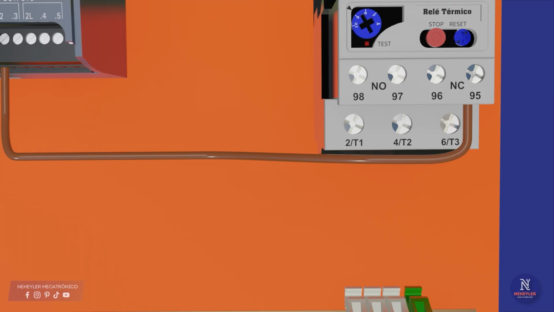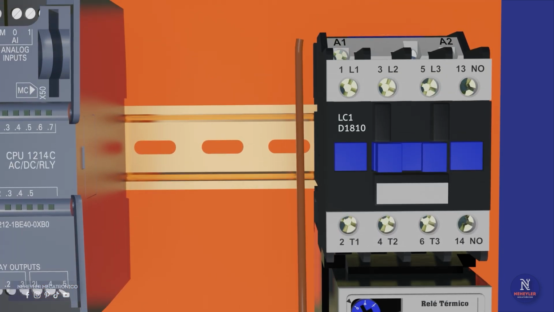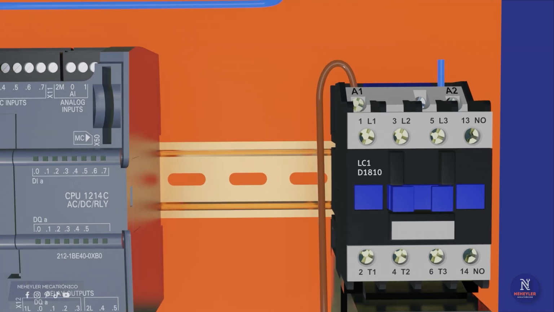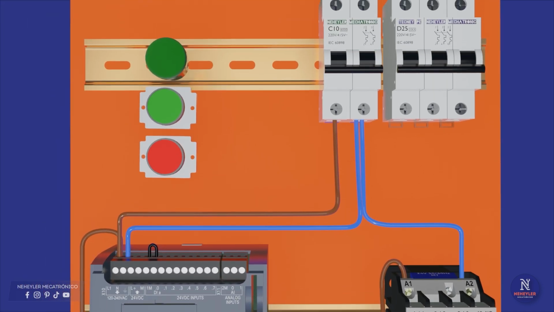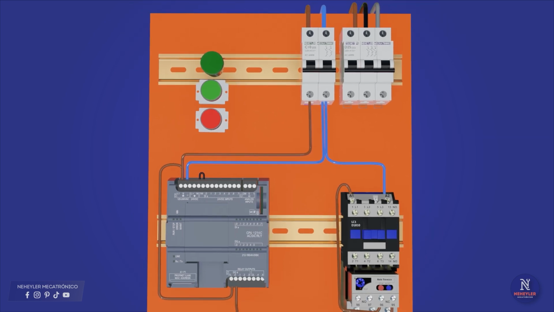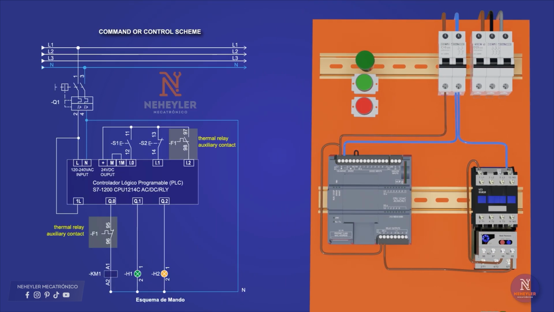Continuing with the wiring, from terminal 96 a cable is taken to the contactor and connected to terminal A1, which is to feed the coil. From terminal A2 of the contactor coil, a cable is taken and connected to the neutral terminal of the thermal magnetic switch. Up to this point, let's do a brief review.